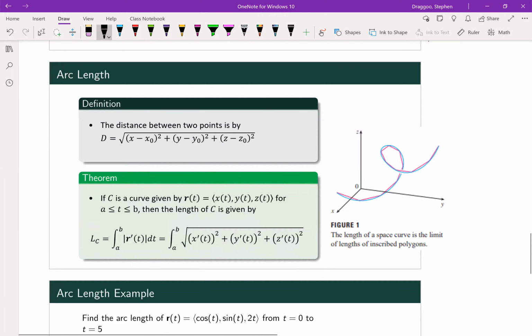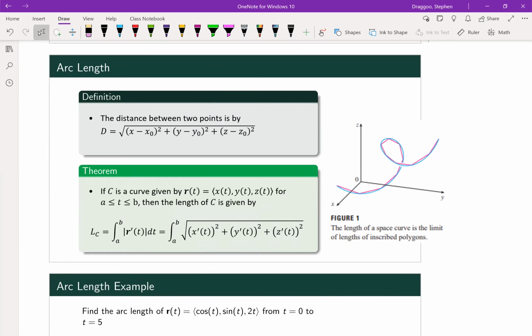All right, then we'll also want to look at arc length, which is now moving into the 13.3 section. So the definition at the top is just a reminder of the distance between 2 points, or the distance formula. It's the square root of each of the x, y, and z distances squared. And we're going to use that idea to lightly construct into the theorem for arc length.